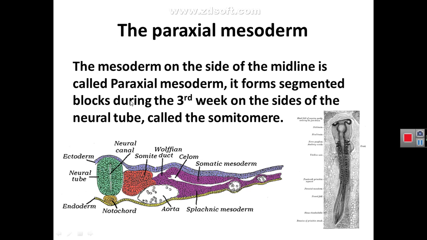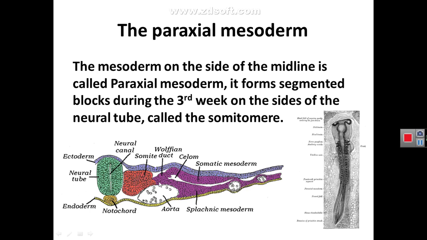mesoderm will show some features that will lead to organogenesis. Here, the mesoderm will be configured into three parts. The mesoderm on the side of the midline, which is this one, will become compacted. You know, the mesoderm initially is a loose tissue, but later on in the third week, the mesoderm on the sides of the midline will be compacted to form a mass-like structure which is called somites.